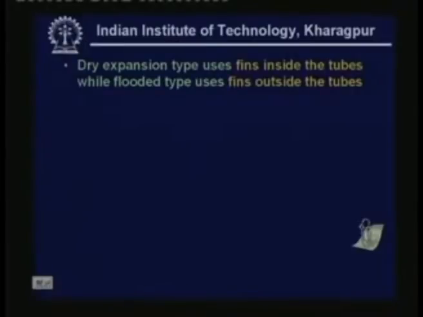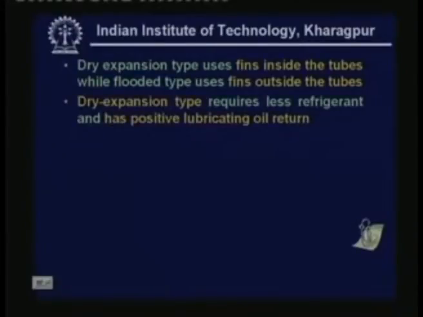Dry expansion type evaporators use fins inside the tube, that means on the refrigerant side, while flooded type uses fins outside the tubes, because in the flooded type refrigerant flows on the outside of the tubes. Dry expansion type requires less refrigerant and has positive lubricating oil return. That means the lubricating oil return to the compressor is ensured in dry expansion type, and the amount of refrigerant charge required inside the system is also less.